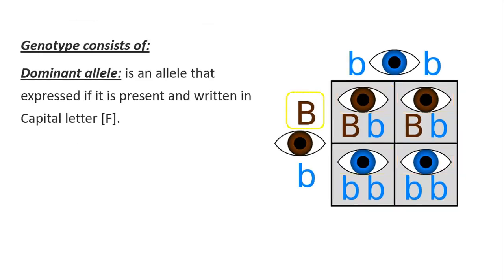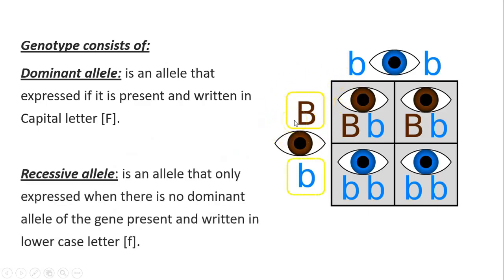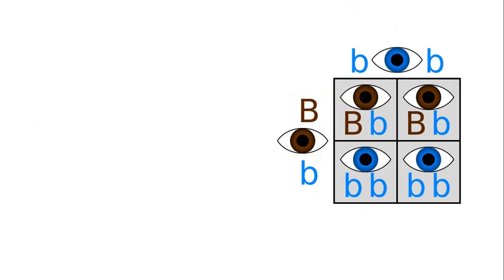So genotype consists of a dominant allele that's expressed in capital letters, as you can see here. So this one is the dominant allele. And a recessive allele that's expressed in a lowercase letter, and it's always hidden under the dominant one. So if you have a dominant allele and a recessive allele, the one appearing in the phenotype will always be the dominant allele only.